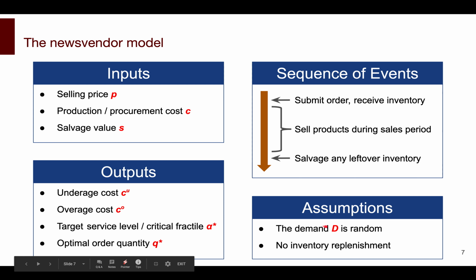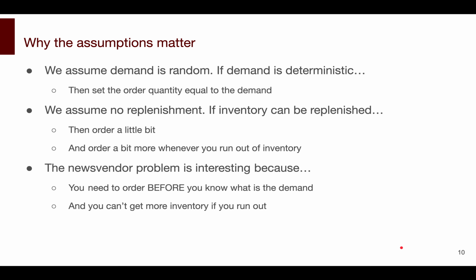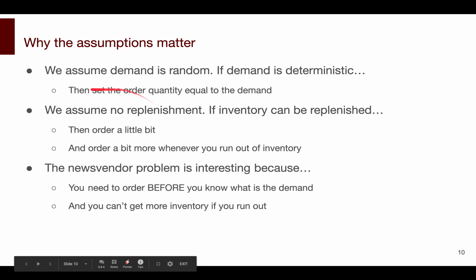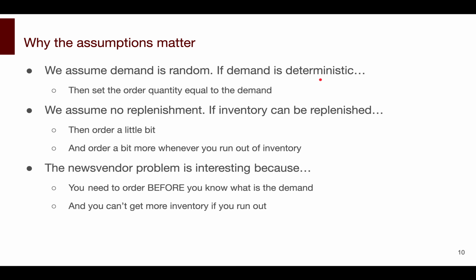So in the newsvendor model, there are two key assumptions: that demand is random and that there's no inventory replenishment. So why are these assumptions important? If the demand were deterministic, so if you know, okay, there are going to be 100 customers, then you order exactly 100 newspapers because you don't want to order more because you can't sell any extras. You don't want to order less because you know there's going to be more demand and you can sell it. So order exactly the amount that demand is going to be.